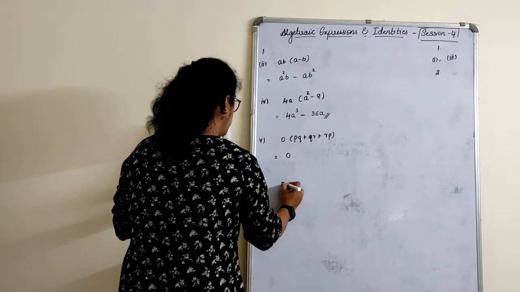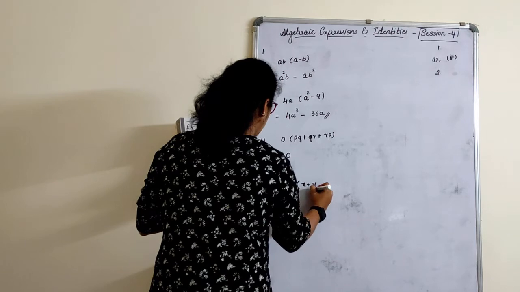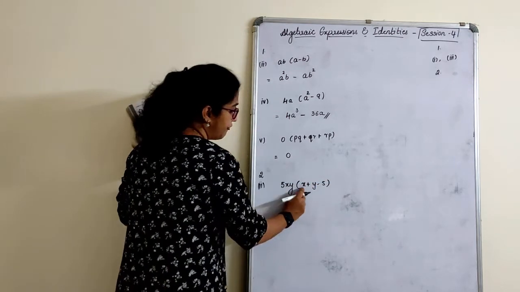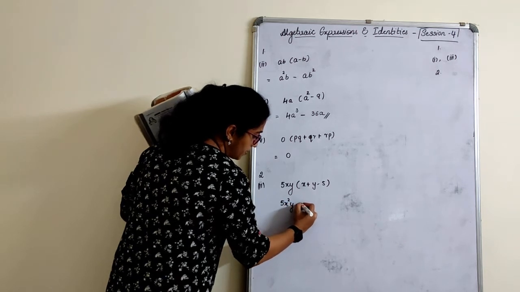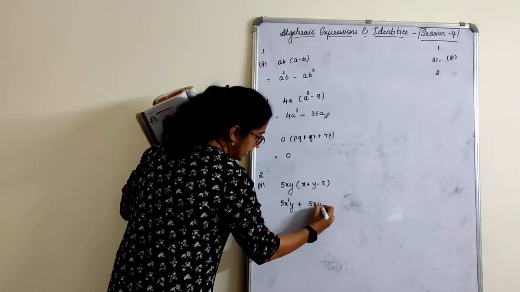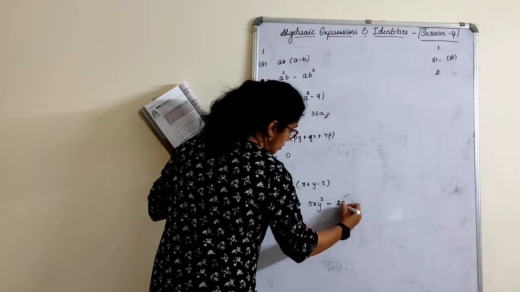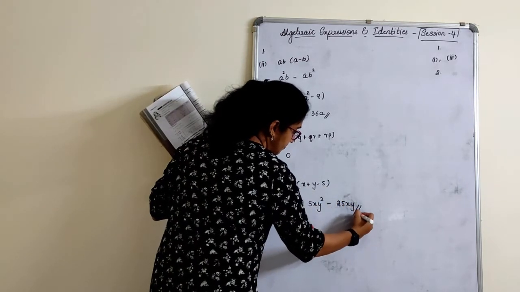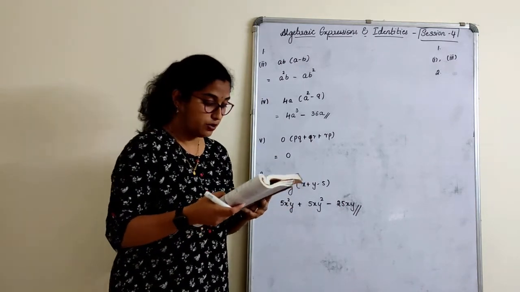Always as per the rule I will write the monomial to my left hand side. 5xy of (x plus y minus 5). 5xy into x is 5x square y, plus 5xy square, minus 5 fives are 25xy. Right? And the remaining are for homework.